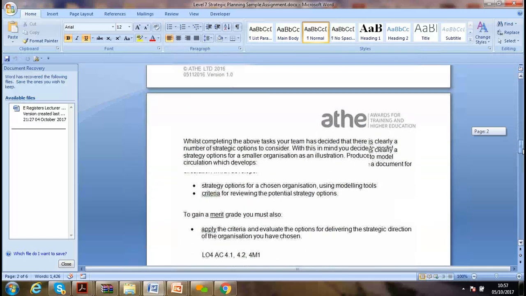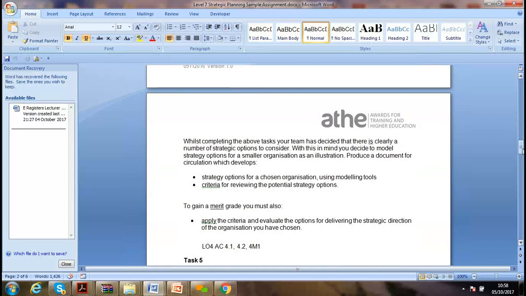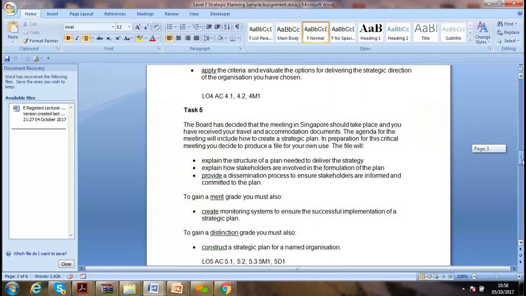Task four will focus on strategic options in a chosen organization using different models, different tools of strategic analysis that we can use to make our strategic planning effective. And then we'll explain the structure of the plan. Our discussion will be on stakeholders: what is meant by stakeholders, how many stakeholders we normally have in our organization, internal or external stakeholders, narrow or vast stakeholders.